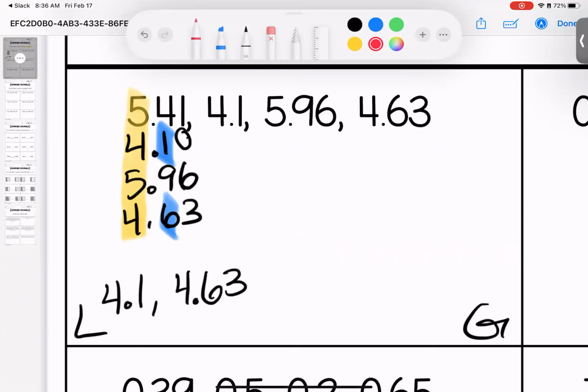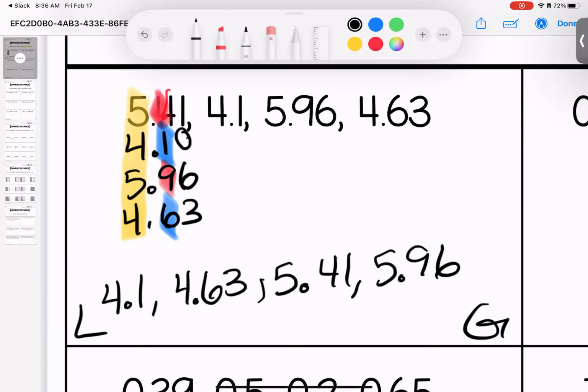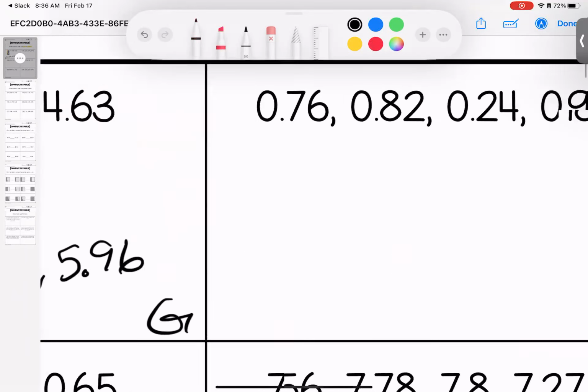Going to my fives then, I have a 5.4 and a 5.96. 5.4 is smaller than 5.96. Because their middle values were different, we didn't have to go all the way out, but if we look at it, least to greatest: 4 and 1/10, 4 and 63 hundredths, 5 and 41 hundredths, 5 and 96 hundredths.